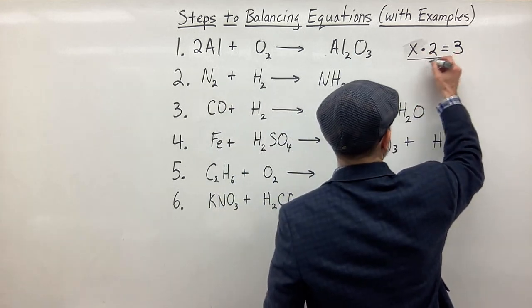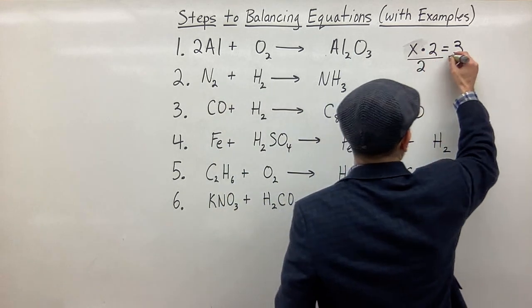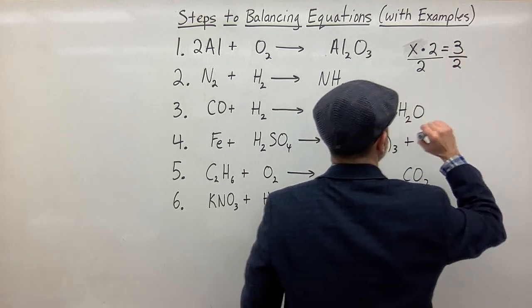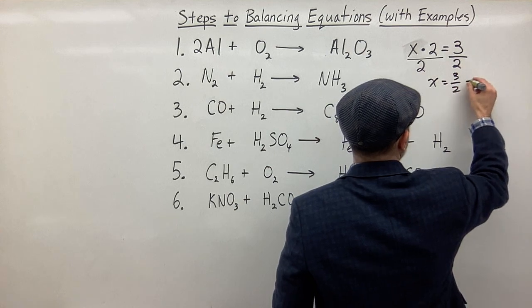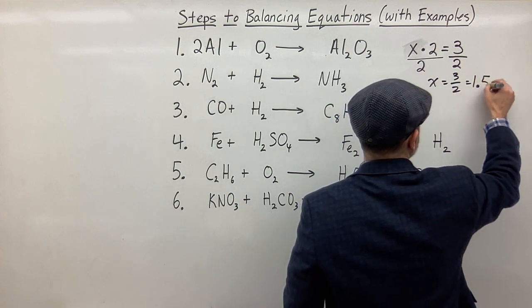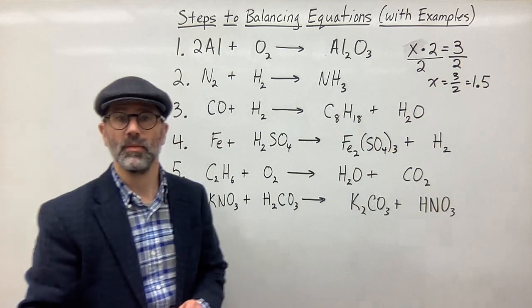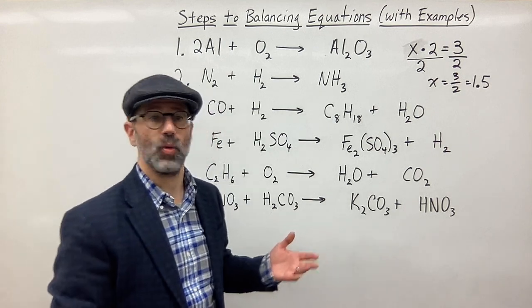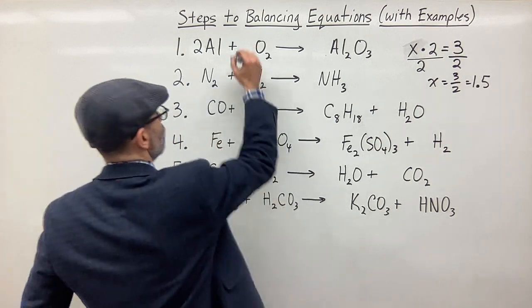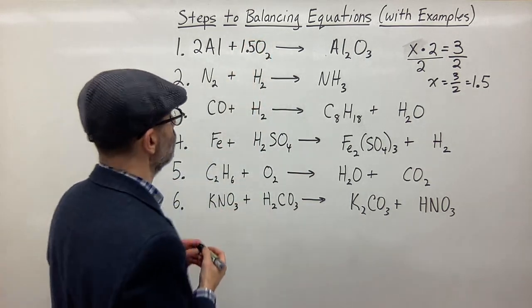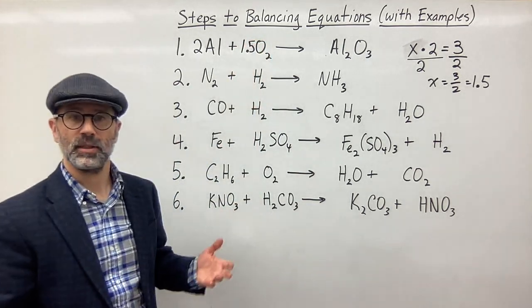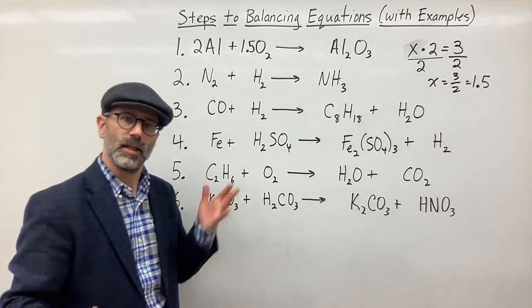So if I divide both sides by 2, then I get X is equal to 3 halves or 1.5. So I know my coefficient has to be 1.5. So I put a 1.5 here. And now my equation is balanced. Do you disagree? Let's double check.